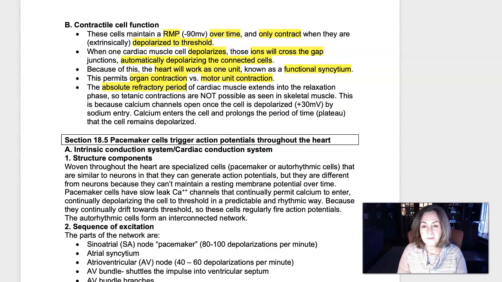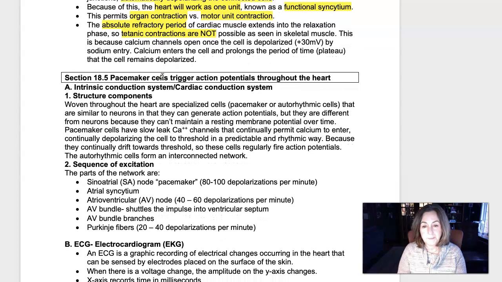So taking a look at the notes, those are the two main differences, I would say, between cardiac muscle and skeletal muscle: you can't see tetanic contractions, because the absolute refractory period is going to last well into the relaxation of the muscle contraction, and the whole heart is going to contract as an organ.